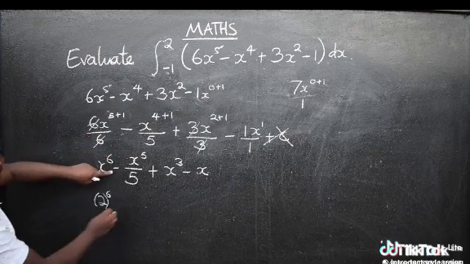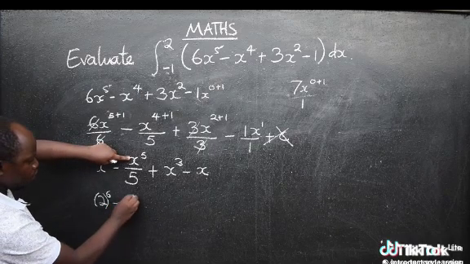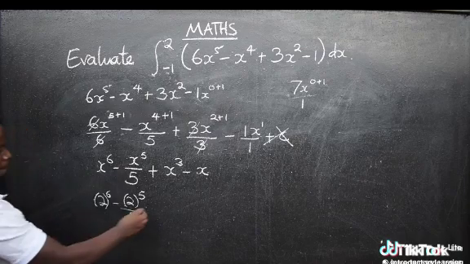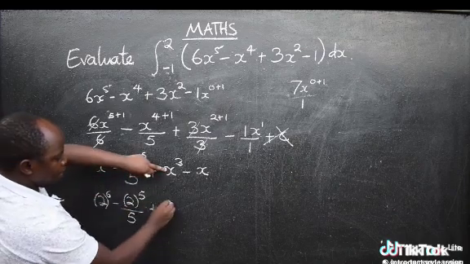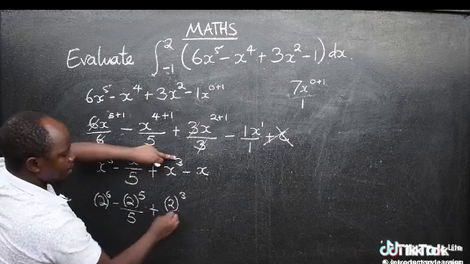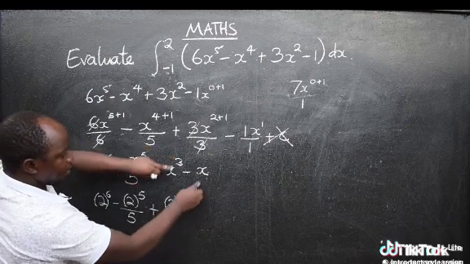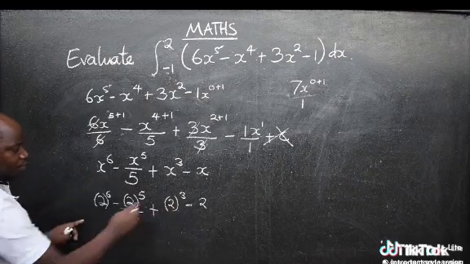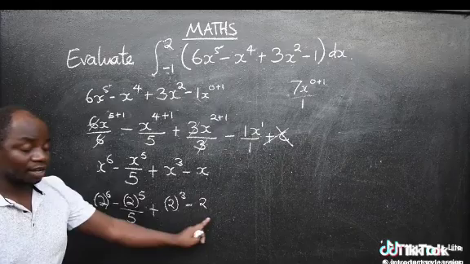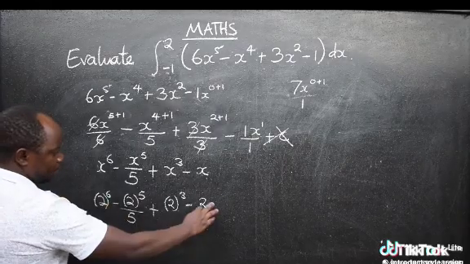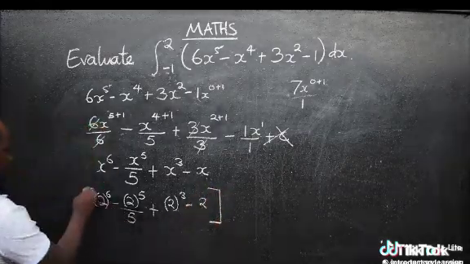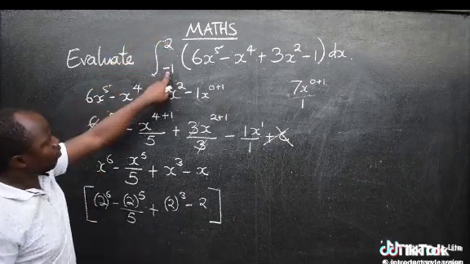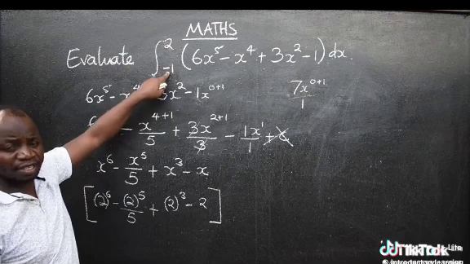In brackets. Minus, here there will be a 2 to the power 5 over 5 plus, here there will be a 2 to the power 3, as in that, minus, here there will be a 2, like that. So we have substituted. Make sure you have done the correct thing here. When you substitute, put these in square brackets. You have substituted with the first or the upper limit, followed by the lower limit.